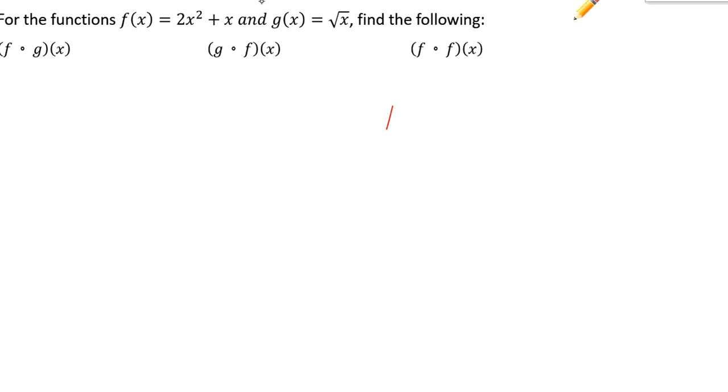Okay, here is f of x and g of x. This first one is f composed g, so it's always the first one that is the one being plugged into. Let me see if I can do a little bit more color coding.